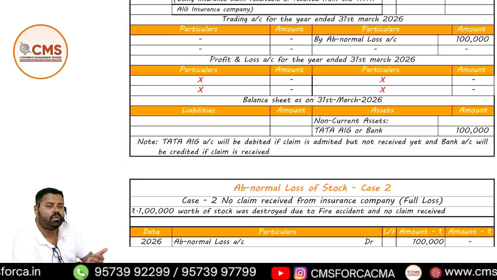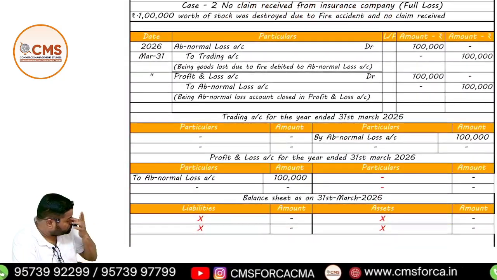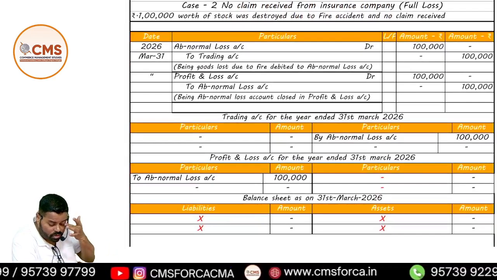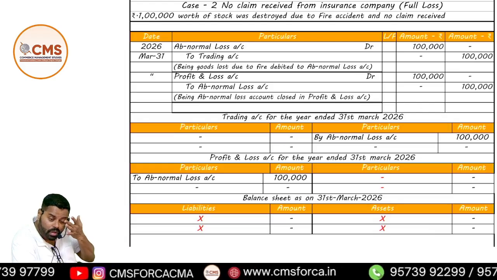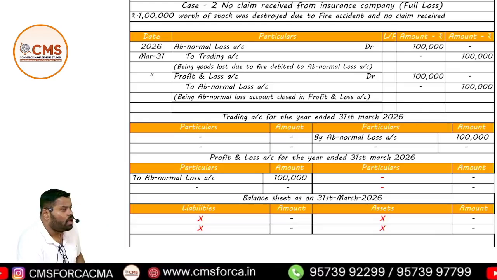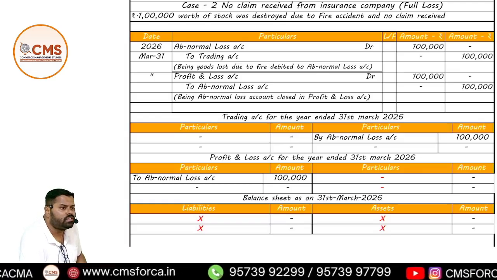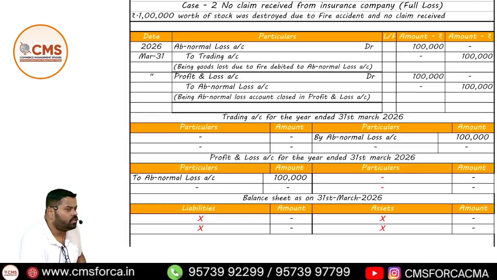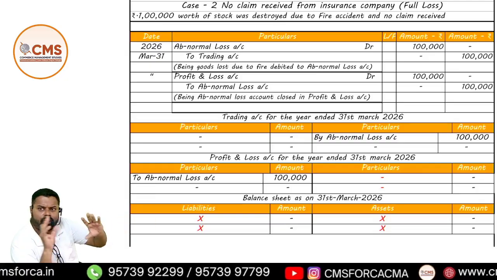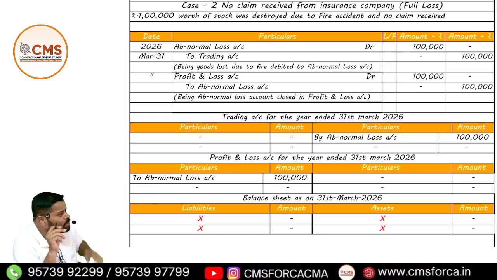We'll go back to this once we are done with all the 3 cases. What is case 2? Read case 2. 1 lakh worth of stock was destroyed due to fire accident and no claim is received. The accident has occurred because of the negligence of this particular person. There was a fire accident in the godown and he left something open or something was not attended. Because of that, there was a damage of 1 lakh.